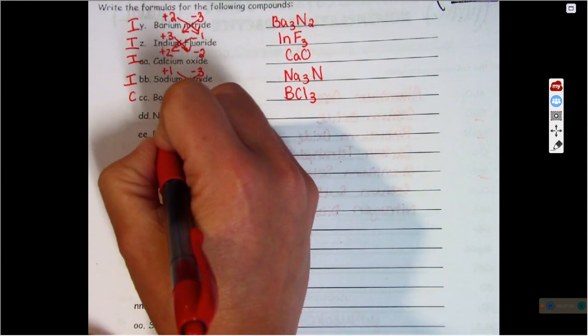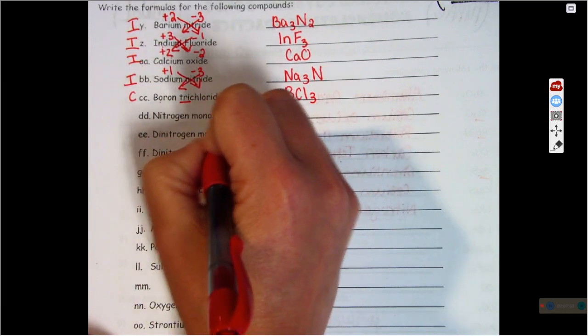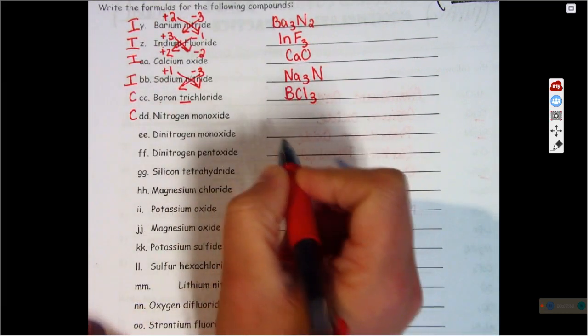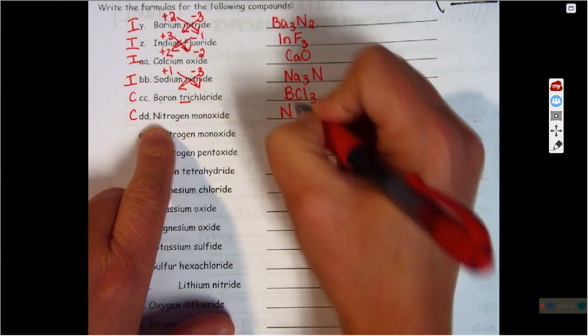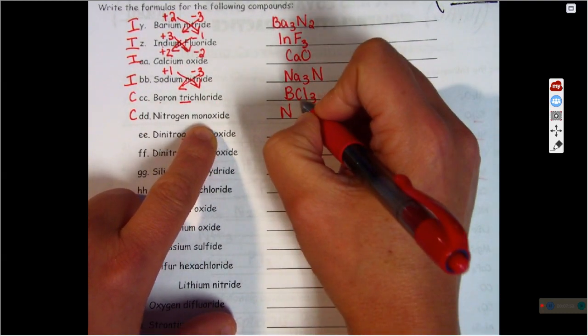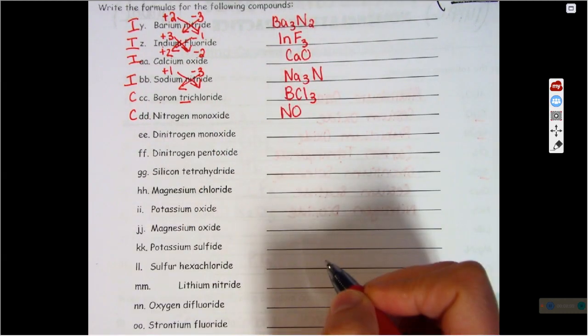So this one's covalent because I see nitrogen and oxygen. No metals, covalent. Nitrogen, I don't see a prefix, so I assume there's 1. Monoxide is the prefix for 1. So I have 1 oxygen.